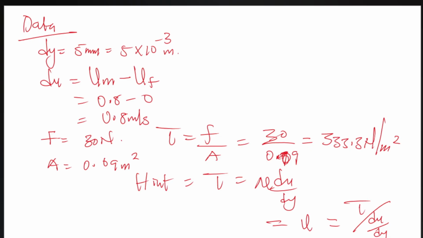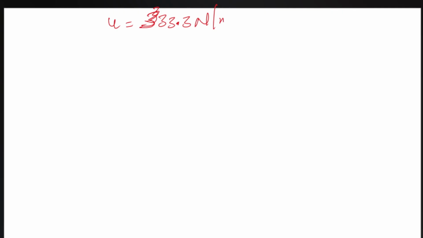Now remember that your dynamic viscosity here will be mu, and mu will be equal to 333.3 Newton per meter square divided by, now we are dividing this with 0.8, and 0.8 you are dividing with 5 times 10 raised to the power of minus 3. Now if you do that, you simply have that your mu will be equal to what?